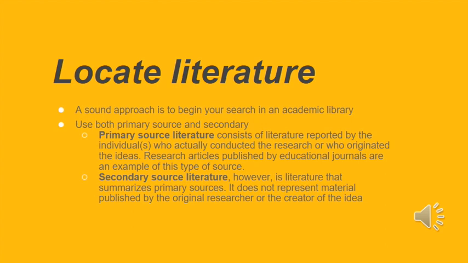So what are they actually? Primary source literature is literature originally made by the original writers, the ones who originate the ideas. Secondary source literature is literature that summarizes primary sources. So secondary source literature gets its ideas from the primary source literature.